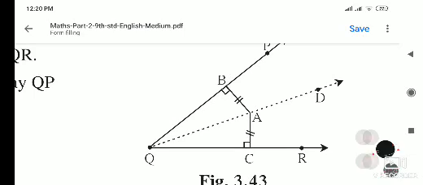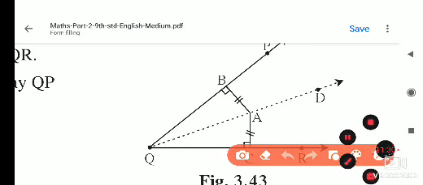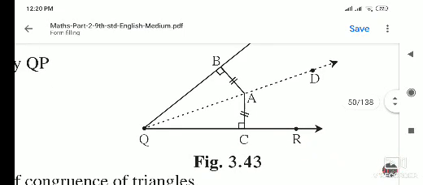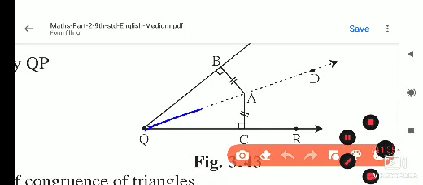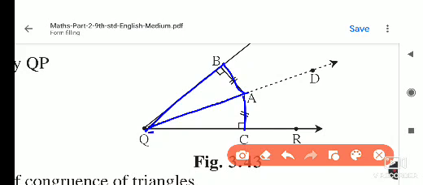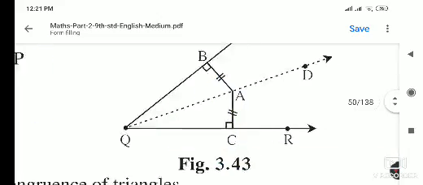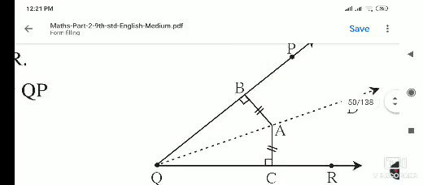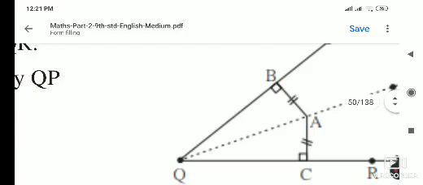If you see here, there are two triangles. Which are those two triangles? Triangle ABQ and another triangle ACQ. If you observe these two triangles, you will notice that AB is already congruent to AC. Here I will write its proof simultaneously, then you can write it in your notebook.